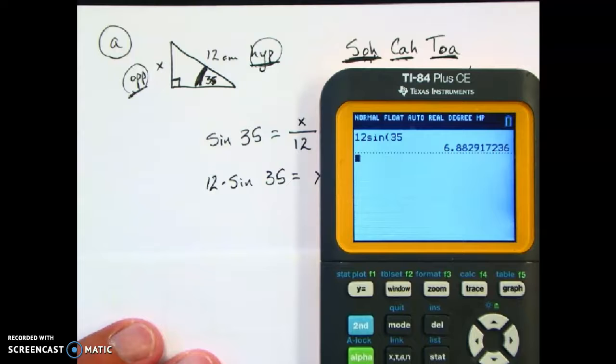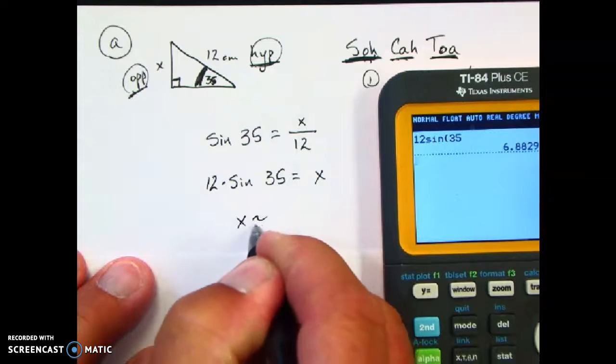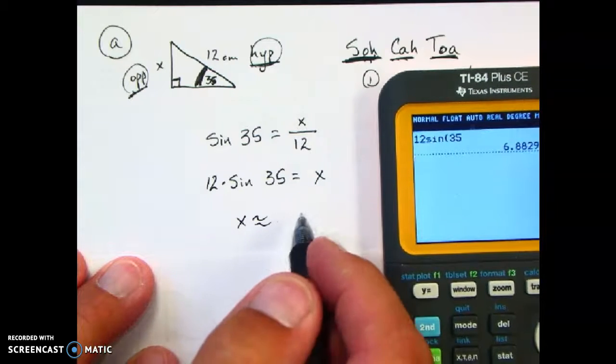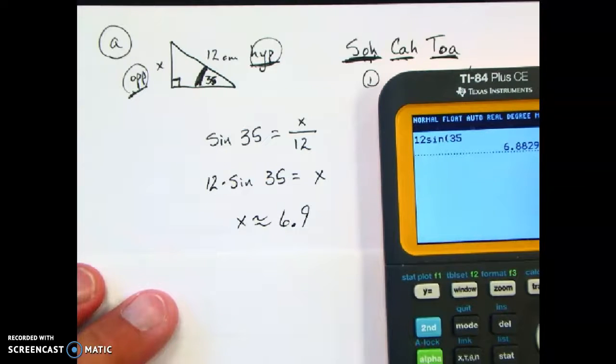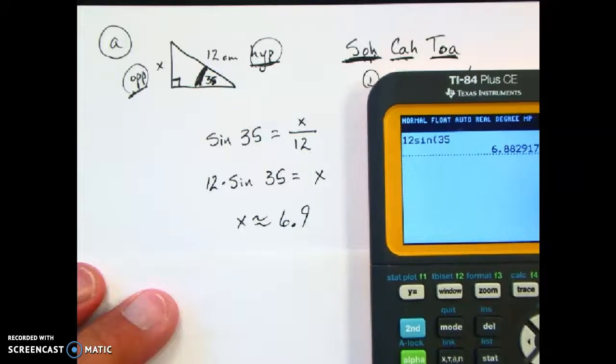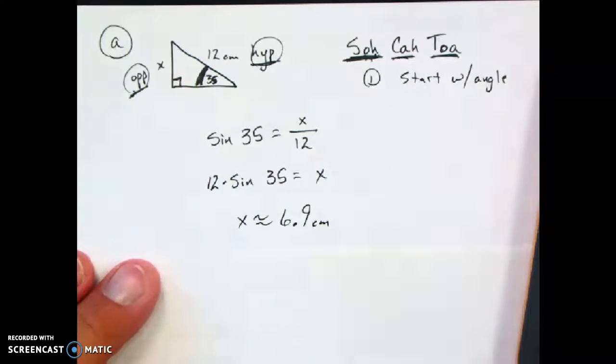And our approximate answer for x, we would say it's approximately 6.9 centimeters. Let's say our directions tell us to round to the nearest tenth. Then we would say that side is 6.9 centimeters.